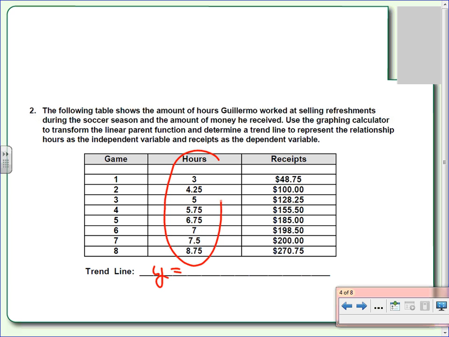So all of these numbers are going to be under L1. All of these numbers right here are under L2. Okay? So go ahead and do that for me. Let's go to stat edit, and let's get all those numbers in. I'll give you some time here to get all those numbers in. And then just do the same thing we did on number 1. Do that stat calc, linear regression. Let's see what we get.